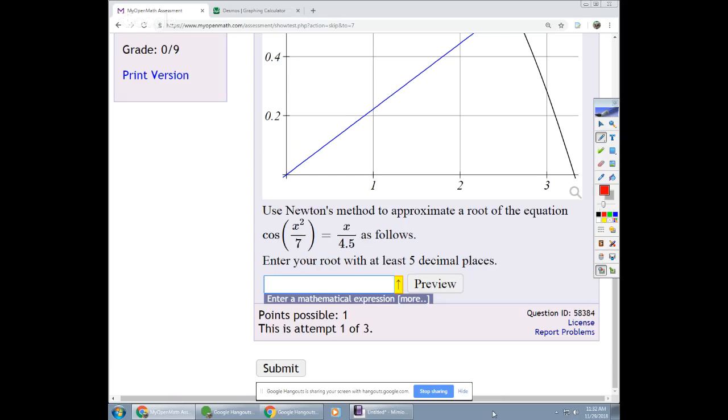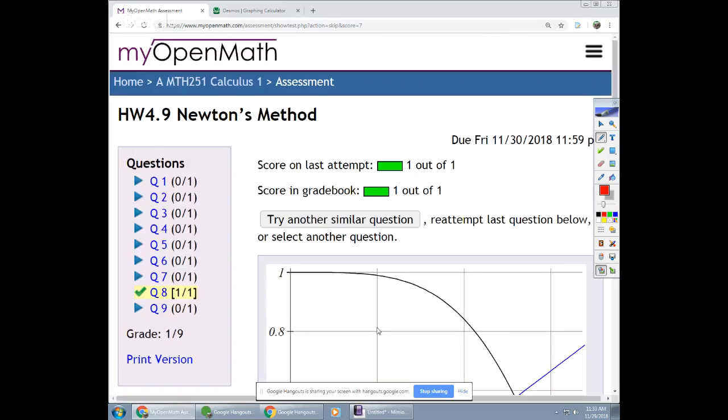2.58922. Get a thumbs up from the computer. Woo, I got it right.